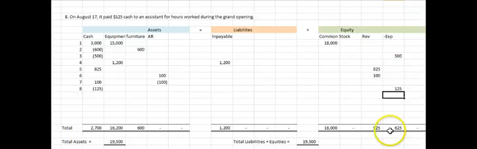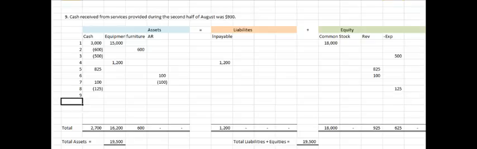The total of 625 will get reduced from retained earnings in calculating your accounting equation, but expenses increase, so I'm going to put that as a positive number here. And your homework questions will probably do the same.